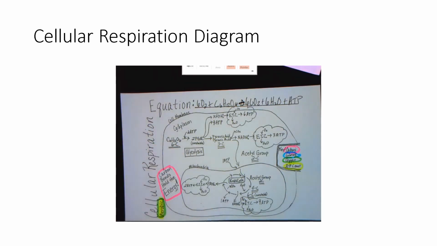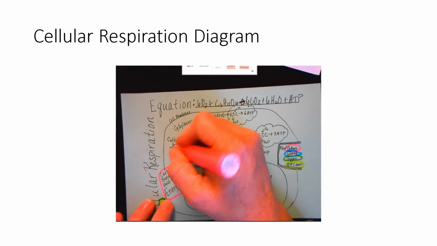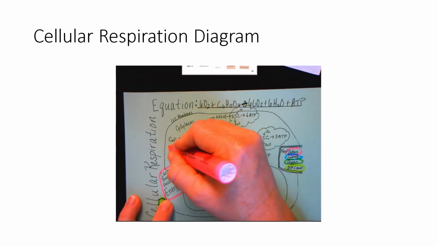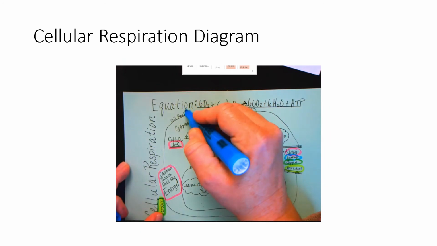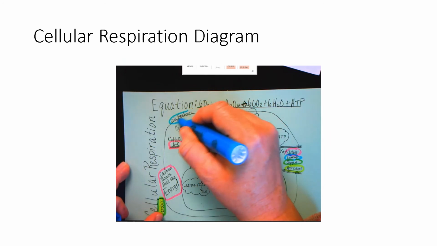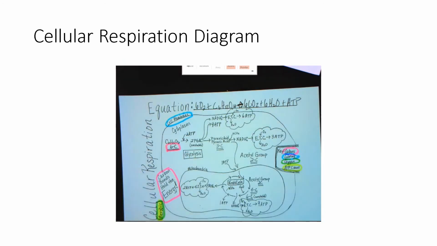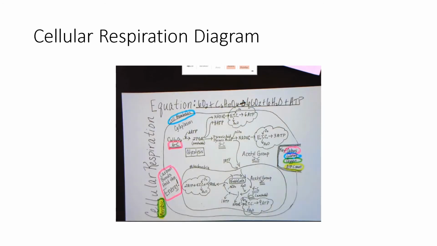Now, glucose is a huge molecule. Let's go ahead and highlight that with our carbon color. Glucose is a huge molecule, and it cannot get through the cell membrane by itself. It has to have a specialized hormone called insulin. Where have you heard of insulin?